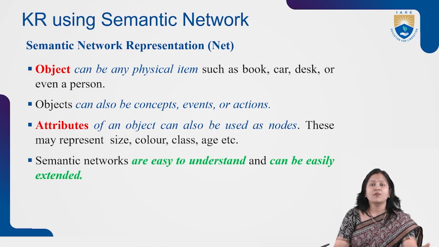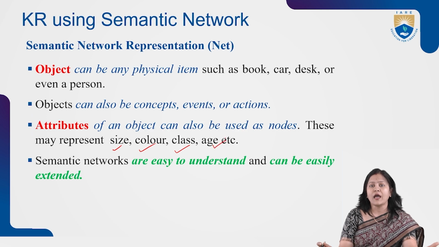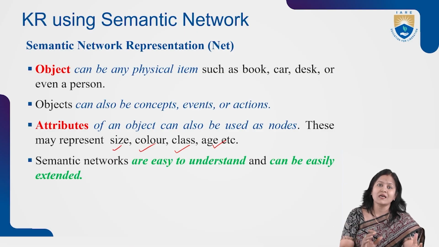Now, an attribute of the object can also be used as a node. I will show you the diagram with the help of an example. The attributes are the characteristics of the object. The characteristics may be size, or color, or class, or age. Attributes can also be considered as a node. Now we have to find out how these objects or classes and their attributes are related with the help of relationships in the form of a graph.